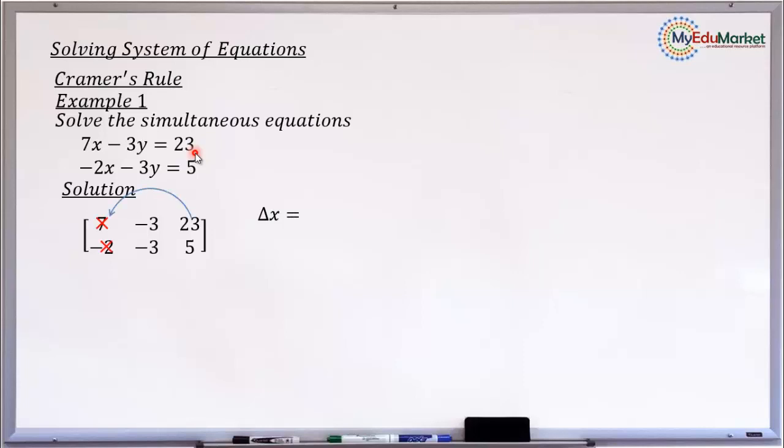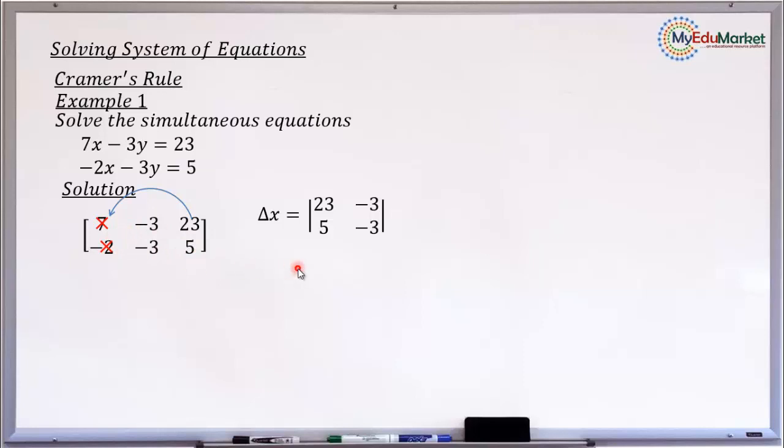Your delta x, remember what we did. That column containing the constant term will now replace the terms representing the coefficient of x. I'm getting delta x, so the coefficient of x will now be deleted, and they will be replaced by the constant term. So delta x is now going to be the determinant of this matrix, 23 minus 3, then 5 minus 3, look at it. This 23 replaced 7, 5 replaced minus 2.